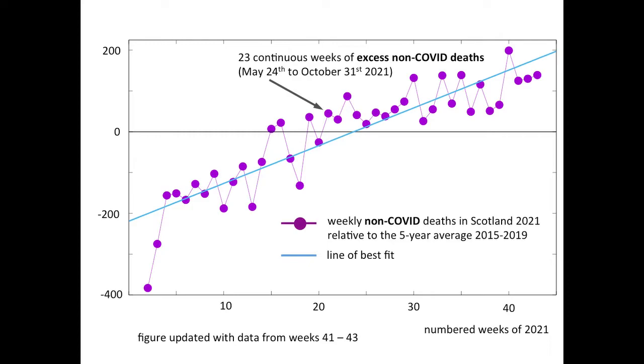it's really noteworthy that since week 21, which is the week beginning May 24th, all 23 weeks subsequent up until the end of October, this curve is positive, meaning that the non-COVID deaths in Scotland for each of the last 23 weeks have been greater than the 5-year average.